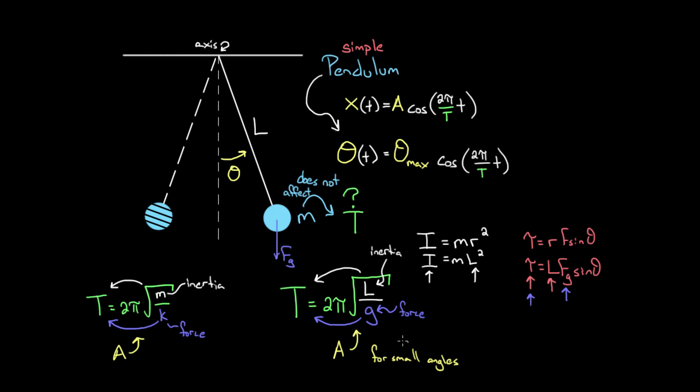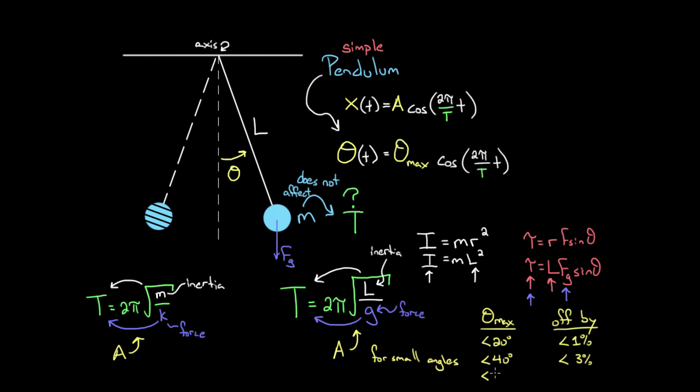But how small does the angle have to be? To give you an idea, let's say your theta maximum, this amplitude for how far back you pull this pendulum to start it, is less than 20 degrees. If you pull it back less than 20 degrees, the amount that this formula is going to be off by compared to the true period of the pendulum is going to be less than 1%. So this formula gets you really close to the true actual value of the pendulum. It's really close to being a simple harmonic oscillator here. And let's say the theta max was less than 40 degrees, you're still only going to be off by less than 3%. So the value you get from this equation is only off from the true value by 3%.